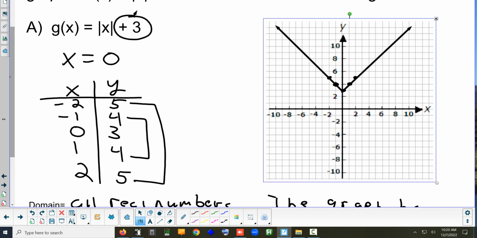What about my range? What's my range in this one?